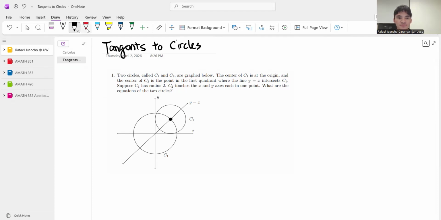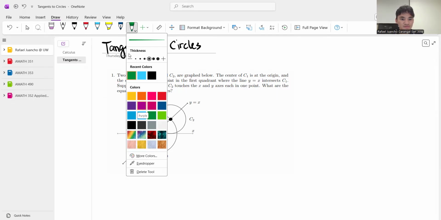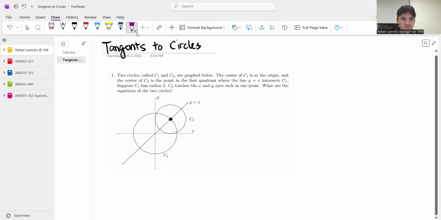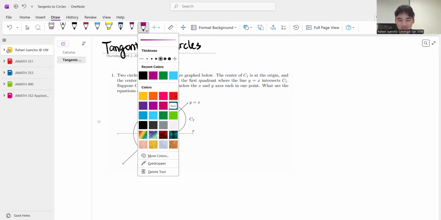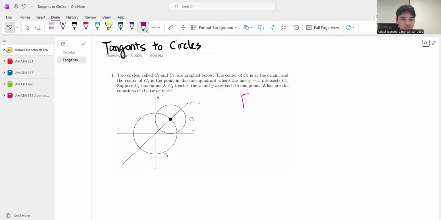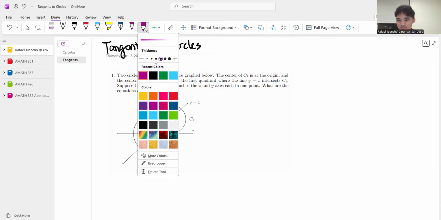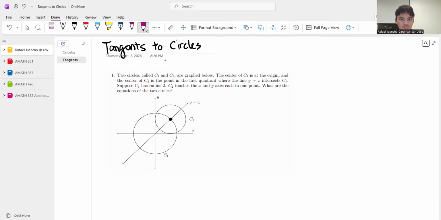So first we need to know what the equation of a circle is. Let me grab a new pen. Can I switch this to a different kind of pen? Oh, I can't do that. Okay, let's just do this then. So we need to know, oh, that's not good. So we need to know what the equation of a circle is. Is it good? No, that's not good. This one. Okay, much better.